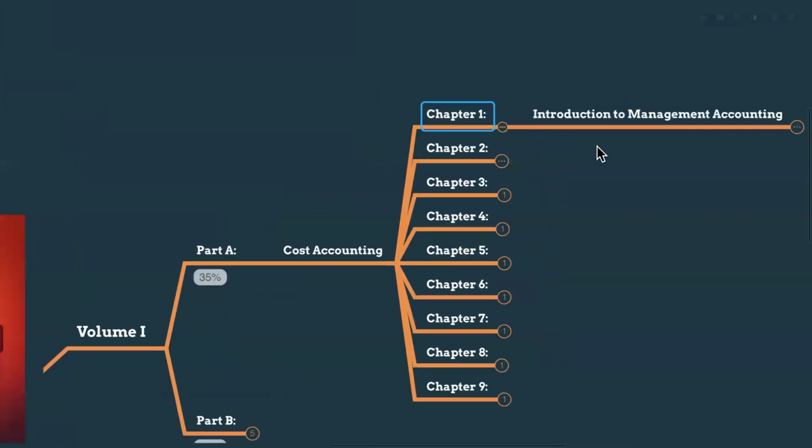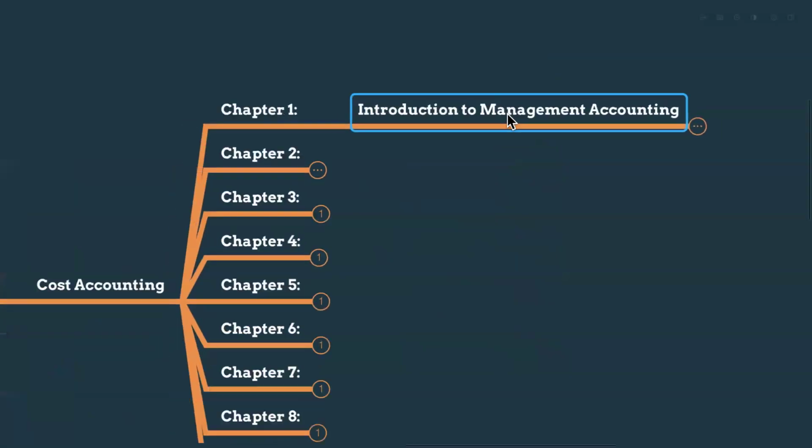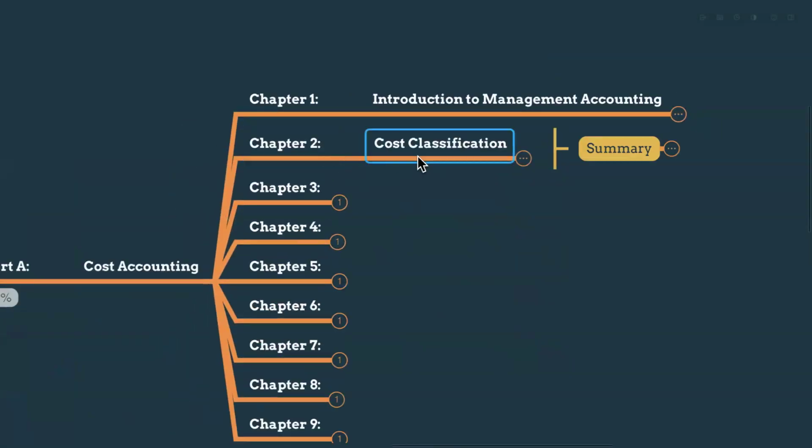A small recap: we have covered the introduction to management accounting section, and we are still in the cost classification area. In the previous session, I covered most of your cost classification syllabus, around 80%. In today's session, we are going to cover the mathematical parts in the cost classification and some calculation methods as well.